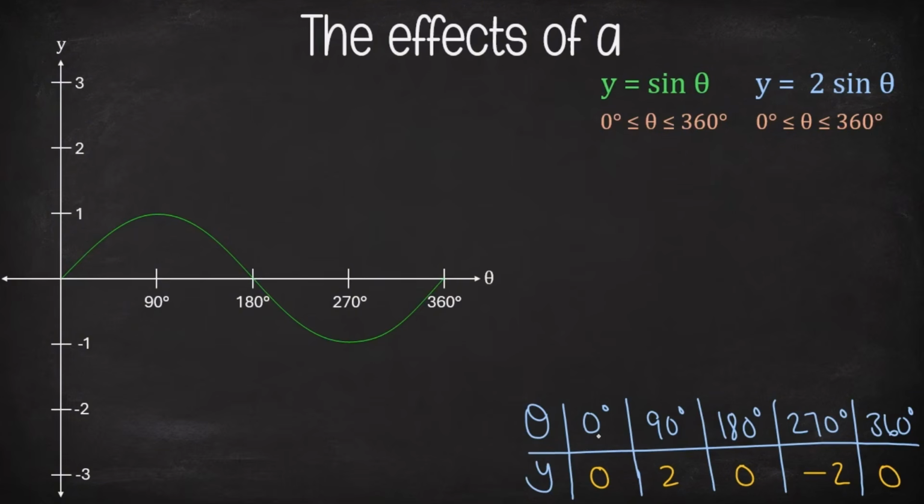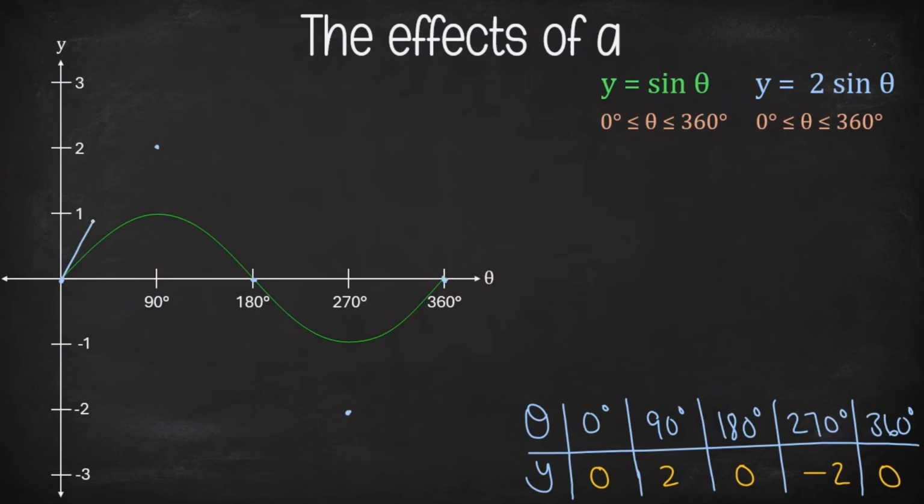So the first point that I'm looking at is 0 degrees. So I'm standing on 0 degrees and the y value is 0. So I'm going to make a dot here. Then when I'm standing on 90 degrees, my y value is 2. So I'm going to draw a dot over here. And then when I'm standing on 180 degrees, my y value is 0 again. And then on 270 degrees, my y value is negative 2. And then the last one, when I'm on 360 degrees, my y value is 0.